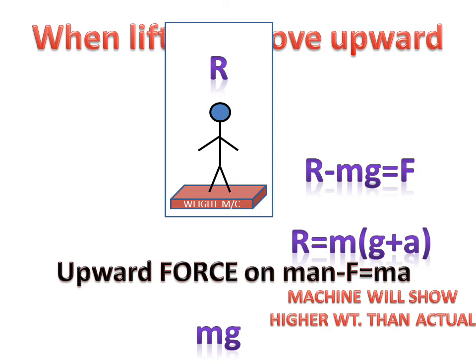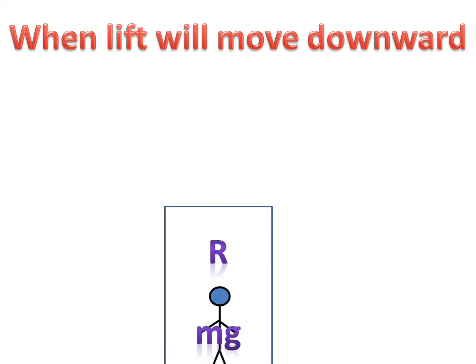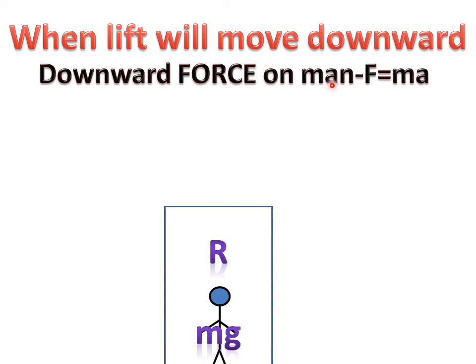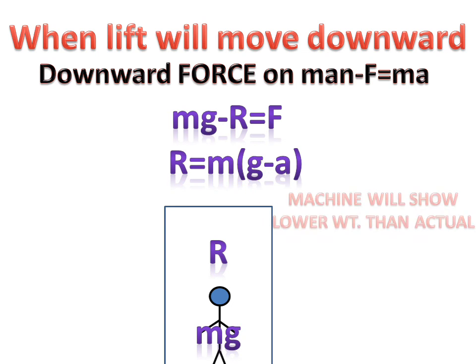And in the third case, when the lift moves downward, what will happen? The lift will move downward. The downward force on the man will be F equal to ma. Because the lift is moving in the downward direction, mg will be greater and R will be lower. So mg minus R equals F, and the normal reaction R will be mg minus ma. Acceleration is subtracted from gravity, so the machine will show a lower weight than the actual weight of the man.